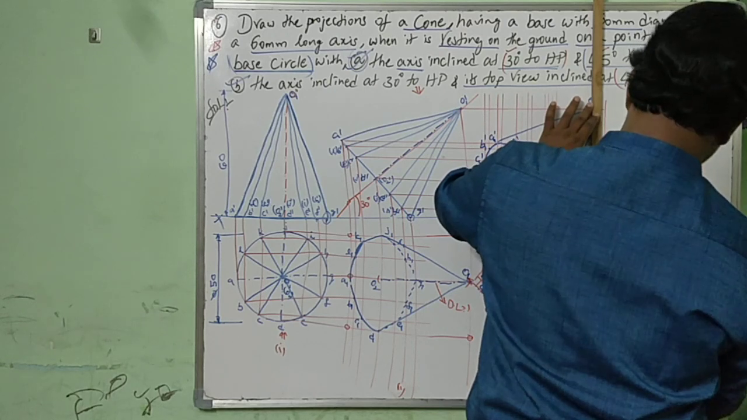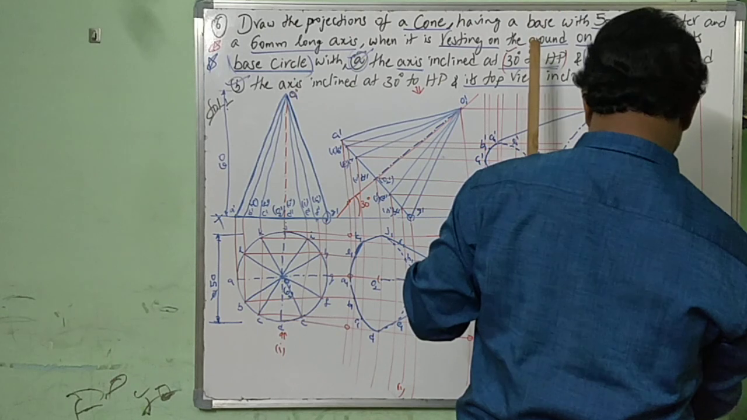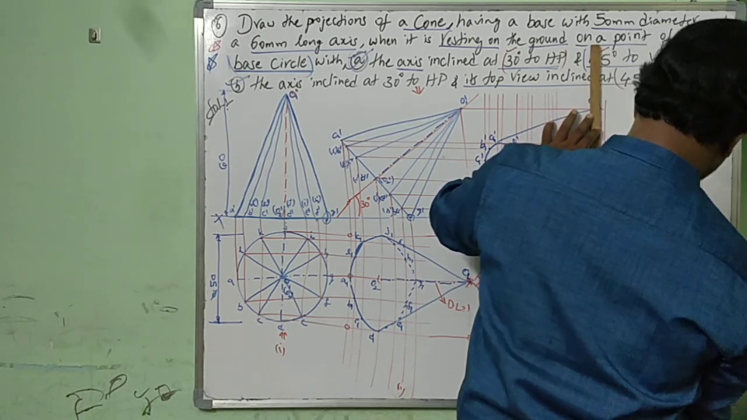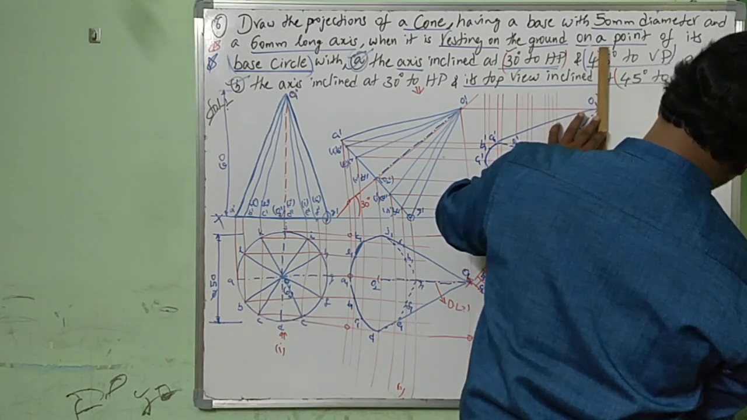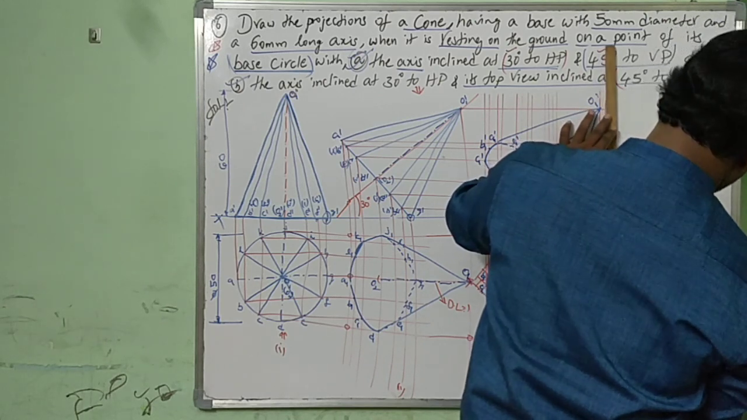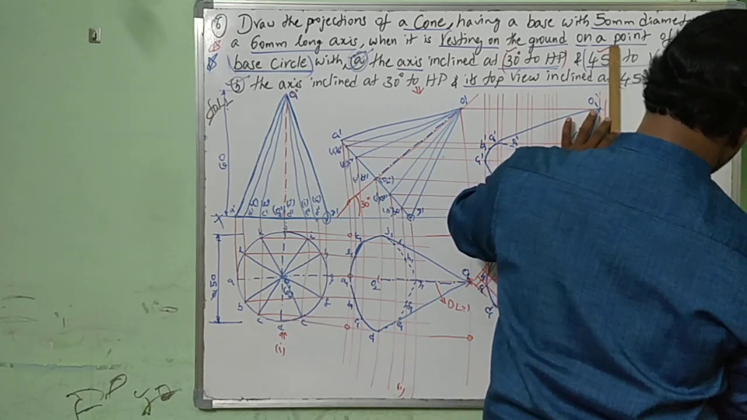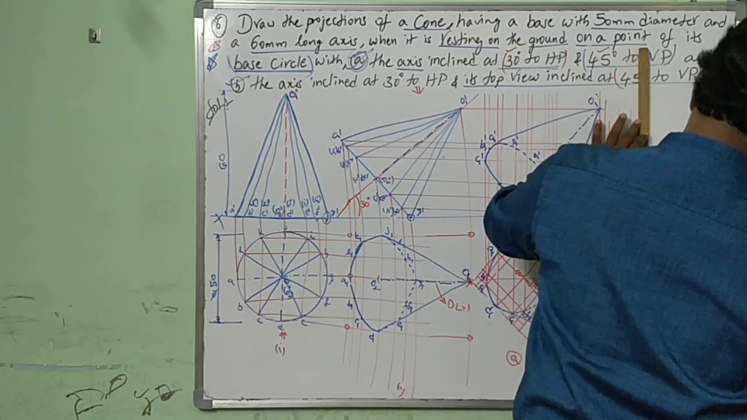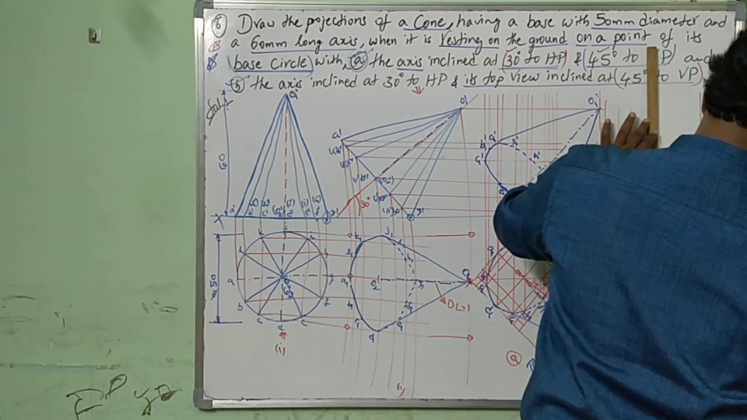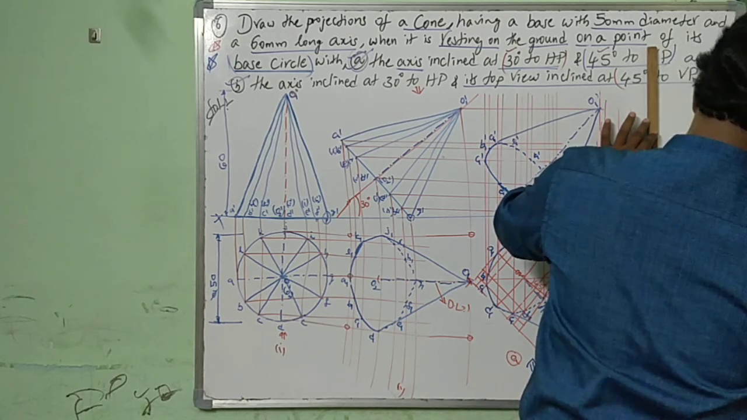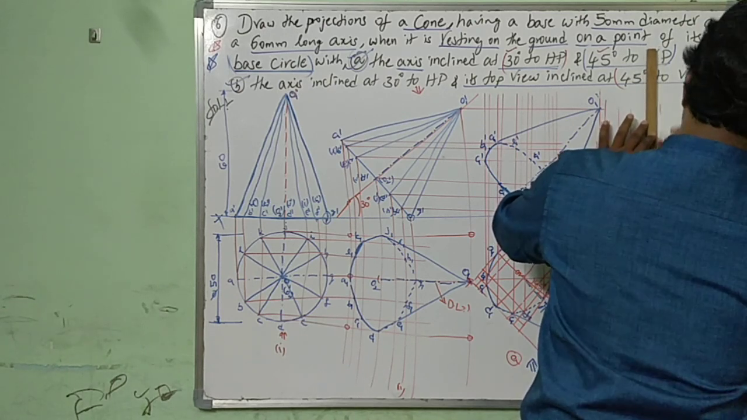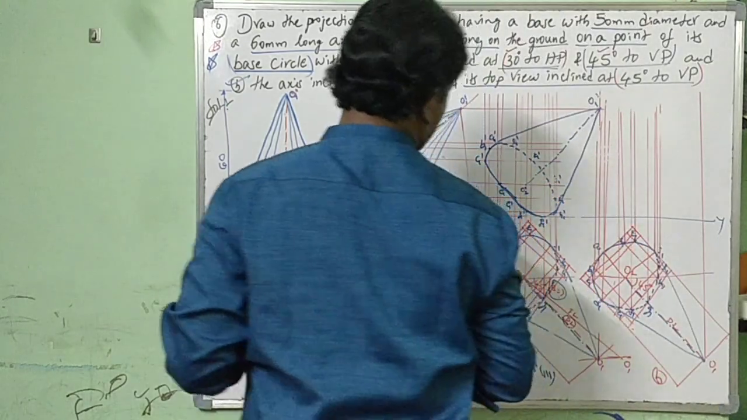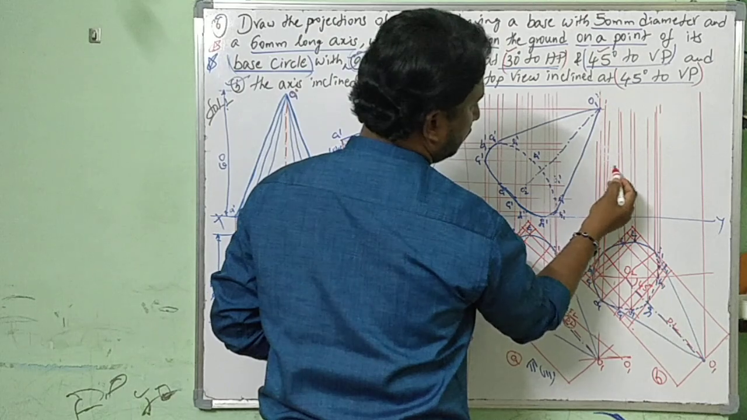A1, B1, C1, D1, E1, F1, G1, H1, I1, J1, K, L. 12 lines separately, I hope. If I erase this, 1, 2, 3, 4, 5, 6, 7, 8, 9, 10, 11, 12.